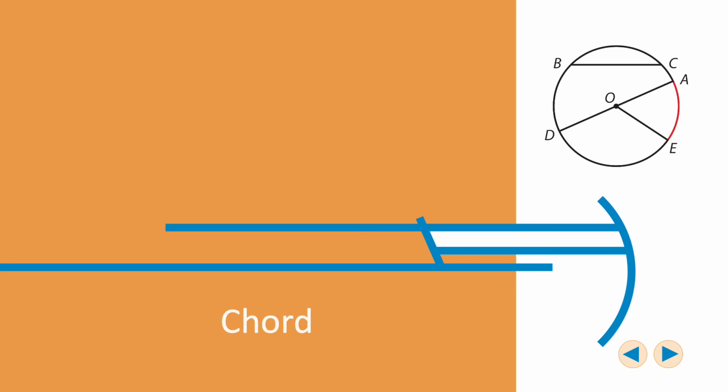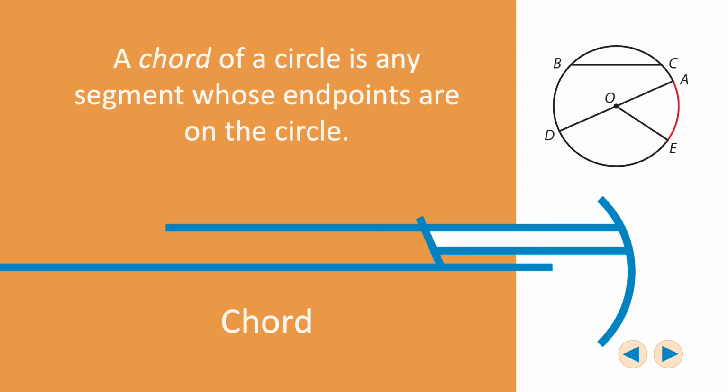So now we're going to be looking at components of a circle. We already looked at the circle and the radius of the circle, but now we're going to look at the chord of a circle. That's any segment whose endpoints are on the circle. In this case, BC would be a good example of a chord. So I'm going to go ahead and highlight that.